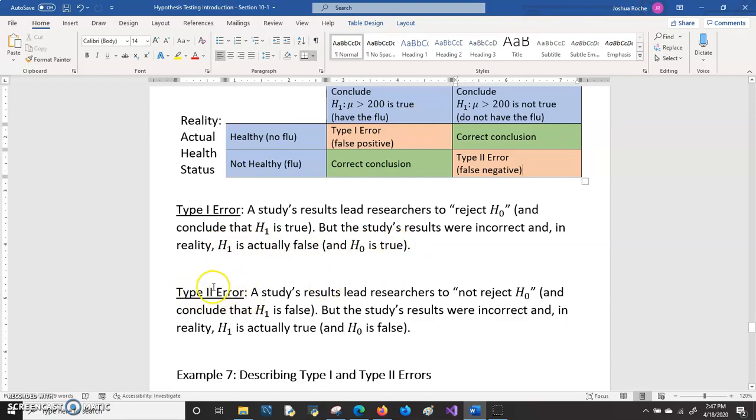A type 2 error is just the reverse. So that's when a study's results lead researchers to not reject the null hypothesis and conclude that the alternative is false. But the study's results were incorrect, and in reality, the alternative is actually true, and the null hypothesis is false.